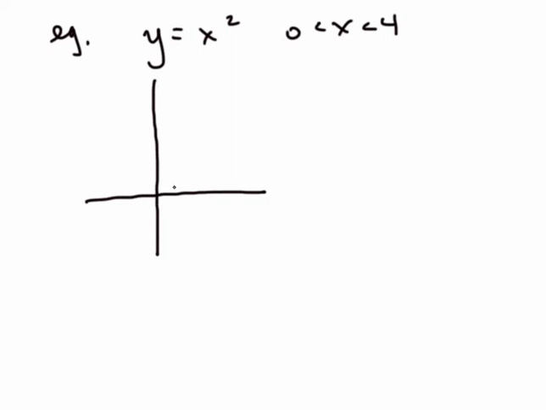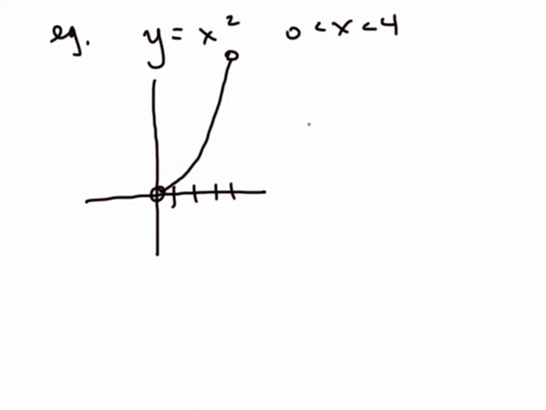I probably meant it'd be better to do 2 here, but we can do 4. We can work with this. So we're not including 0, we're not including 4, but we're taking everything in between. Okay.